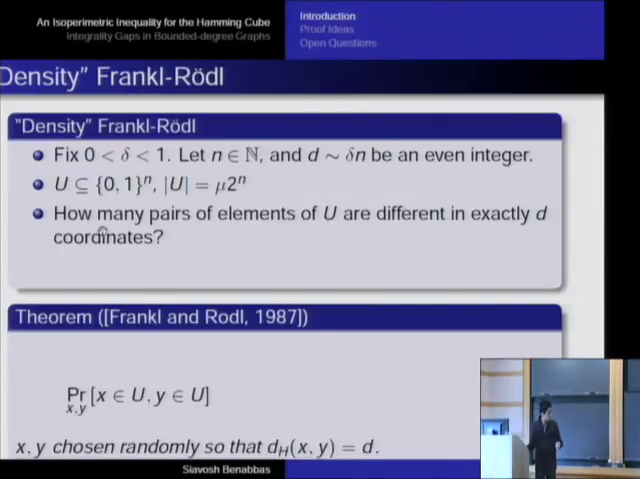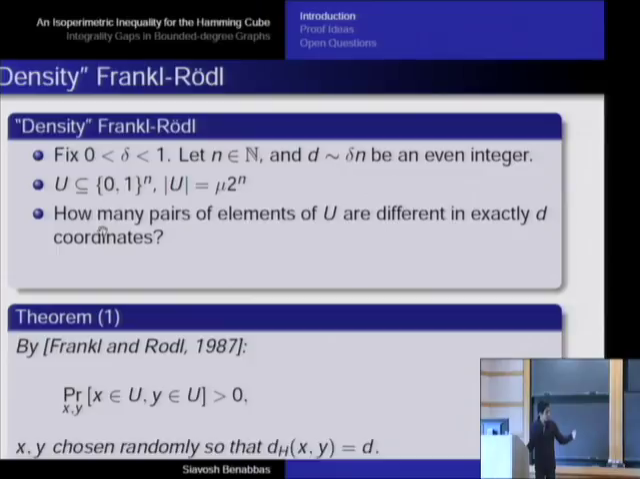A correct way to formalize this would be, for example, if I take an x at random and I take a y which is at distance exactly d, what are the chances that x and y are inside my set at the same time? And you can think about Frankl-Rodl as saying that if this set is big, then the probability is not 0. What we prove is that this probability is at least a constant for a set of constant density.